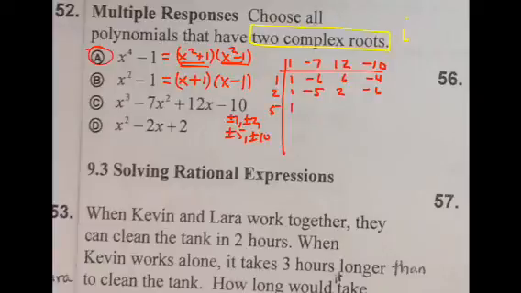5, bring down the 1. 5 times 1 is 5, minus 7 is negative 2. 5 times negative 2 is negative 10, plus 12 is positive 2. And 5 times 2 is 10. 10 minus 10 is 0. So this one worked, okay? So we have one real 0, and this means that it's x squared minus 2x plus 2.